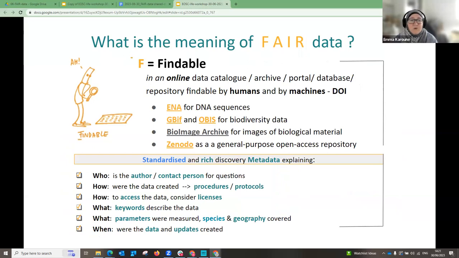So this means that you want your data, and particularly the metadata, to be findable on an online catalogue, data catalogue, and it could be an archive, portal, database, repository, any online platform. And what's important, it needs to be findable by humans and machines. So this has to do with the information that you put with the data, so the metadata. And I've put here another little note, the DOI, which is what's really important, because that actually gives it a permanent place. And we did run a session on repositories.